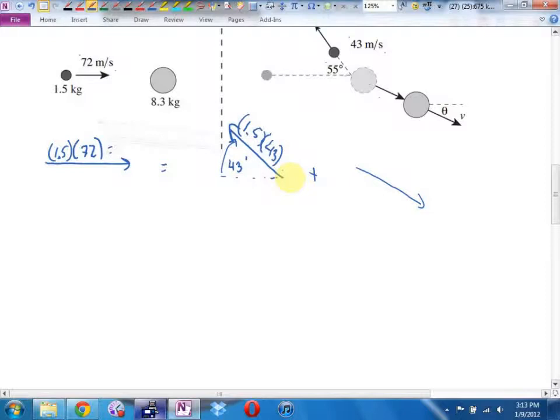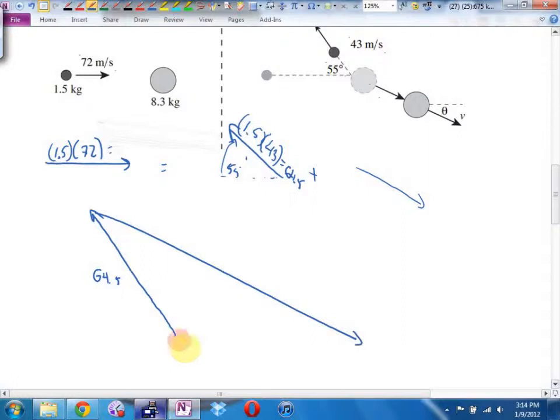How about 55 degrees? Thank you. What is 1.5 times 43 though? 64.5? Well, I would go like this. 64.5. And then I guess this vector has got to look something like that because I know it has to add to whatever 1.5 times 72 is. That's going to be 108.